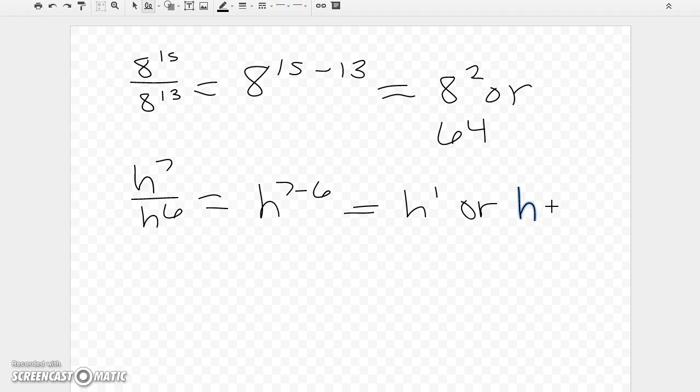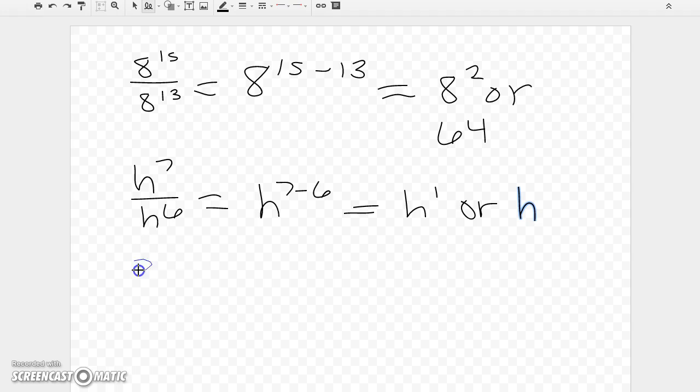Now for this one, I don't actually have any further to go because I have a variable in my base. And I want to just point out again that you are looking to see that all the bases are exactly the same. So I had 8's on the first problem and h's on the next problem. So you want to make sure that that is true of your problems.